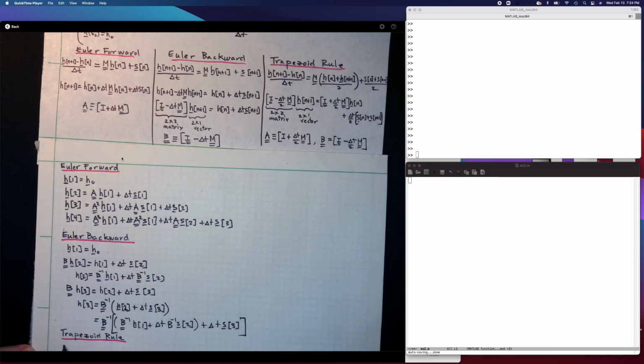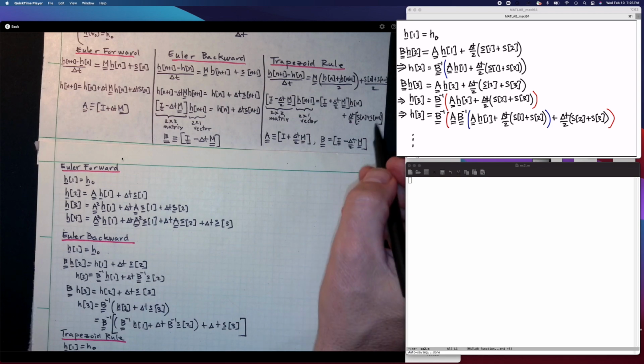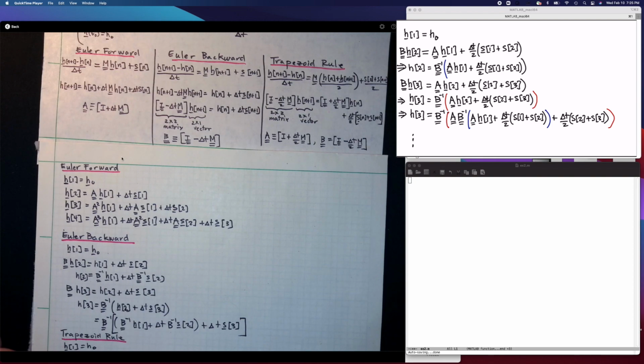So now we get, starting from H0, then to get H1 we have B H2 is equal to A H1 plus delta T over 2 S1 plus S2, and then H2 therefore will be equal to B inverse of A H1 plus delta T over 2 S1 plus S2.